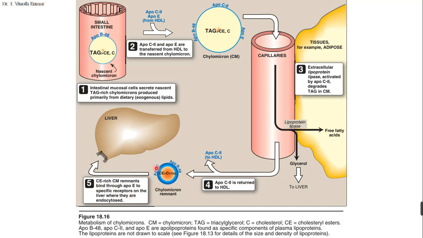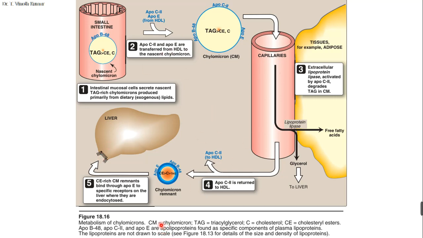That means apolipoprotein E has a receptor, and this receptor will bind to the liver cells during the circulation, and if it is binding to the receptor, automatically that is endocytosis. Endocytosis means that it will be engulfed completely into the liver for further production of VLDL. So this is the life cycle of chylomicron.